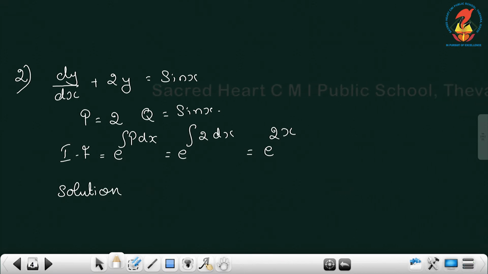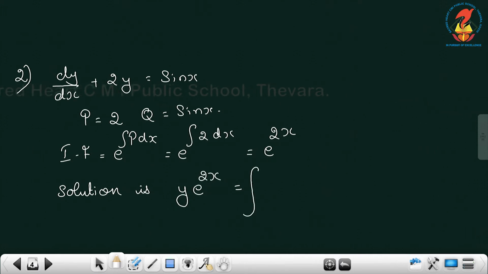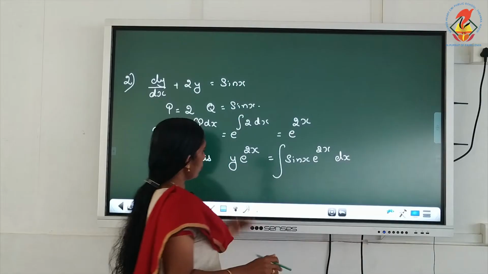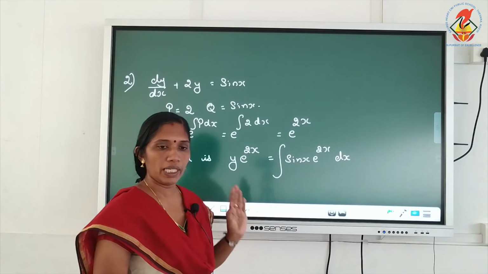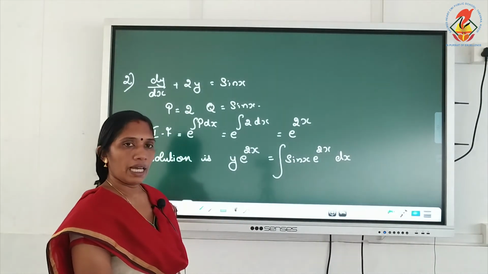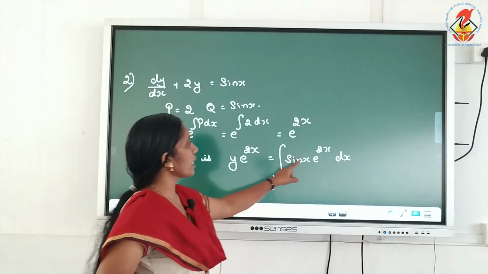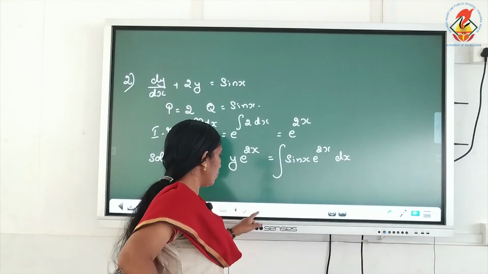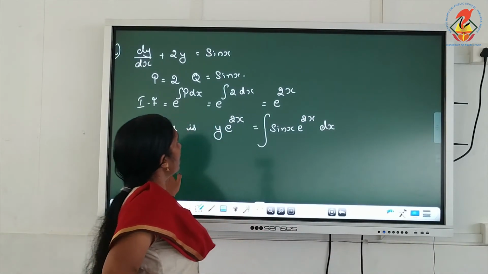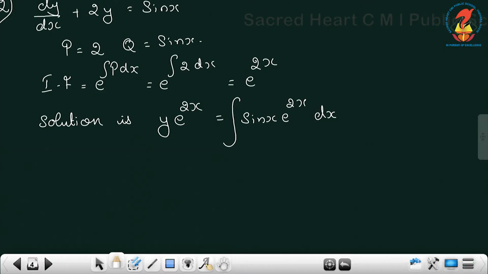Compared to other two methods, this is easy one. Solution is y into integrating factor is equal to integral of right hand side sin x into integrating factor with respect to dx. So left hand side don't want to integrate, only the right hand side. And the right hand side is product of two functions. So you have to apply integration by parts. What is integration by parts? So we can do separately, children.